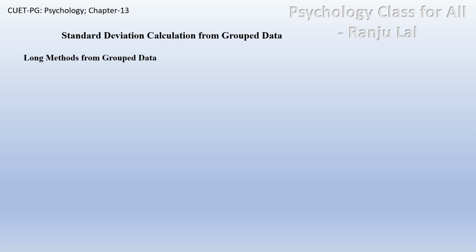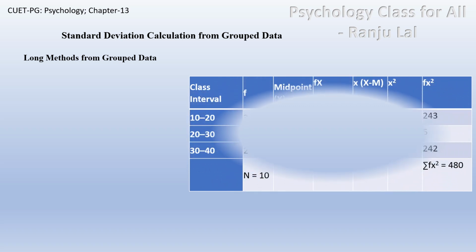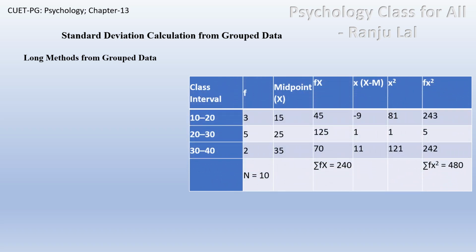Now calculation of standard deviation with the long method from grouped data. Here is an example table of calculation and these are the steps. Step 1 is mean calculation. So based upon the class interval, frequency and midpoint, the mean will be calculated by the formula summation fx divided by n, and the mean is 24.